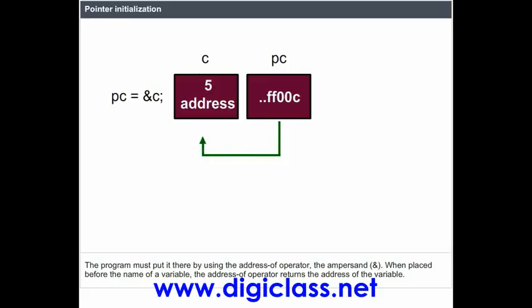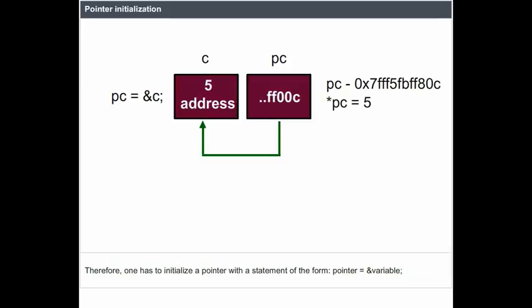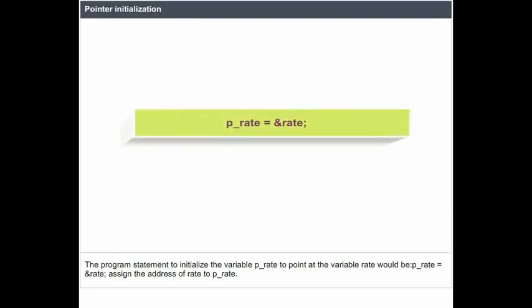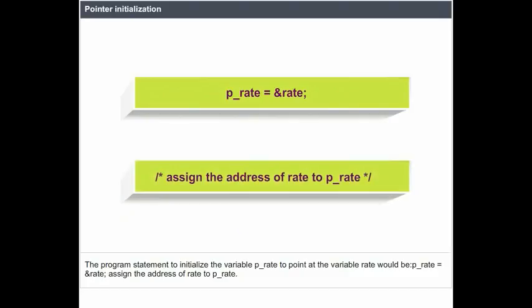When placed before the name of a variable, the address-of operator returns the address of the variable. Therefore, one has to initialize a pointer with a statement of the form pointer = &variable. The program statement to initialize the pointer p_rate to point at the variable rate would be p_rate = &rate; Assign the address of rate to p_rate.